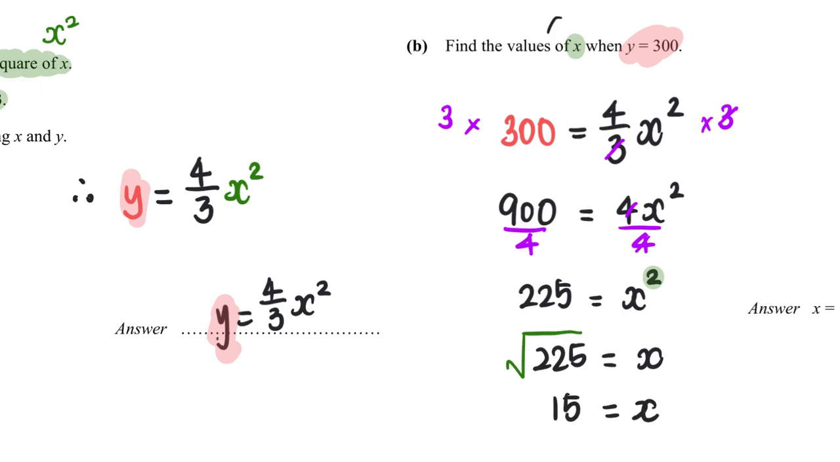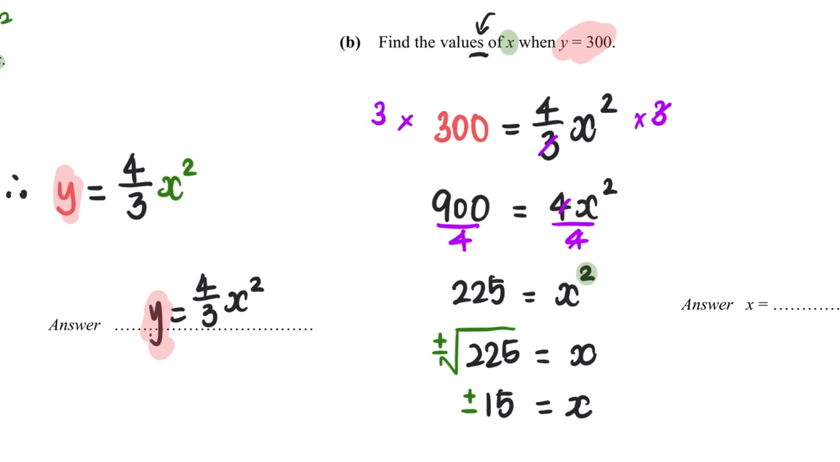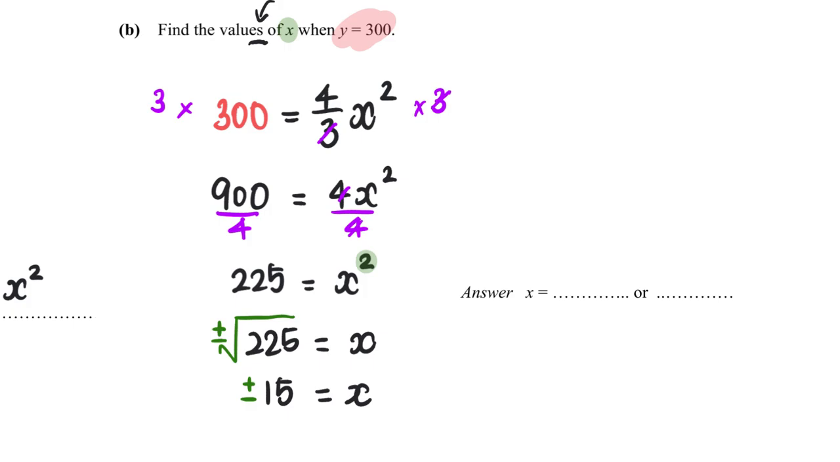But look at this. Values. Please remember, every time we square root, it's either a positive or a negative number. So in this case, it's either a positive 15 or a negative 15.